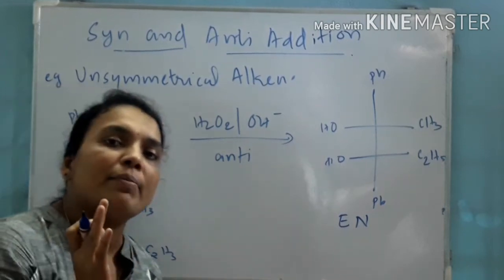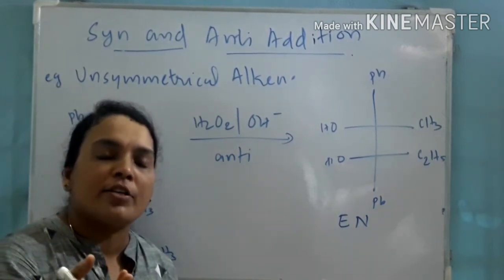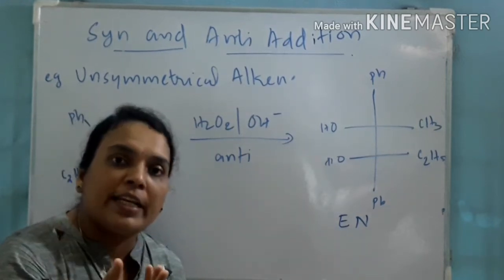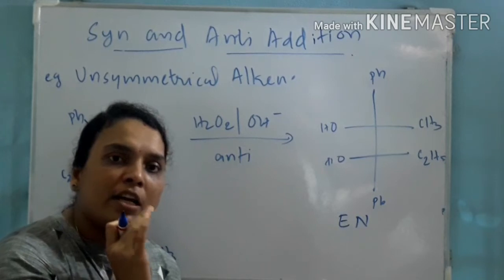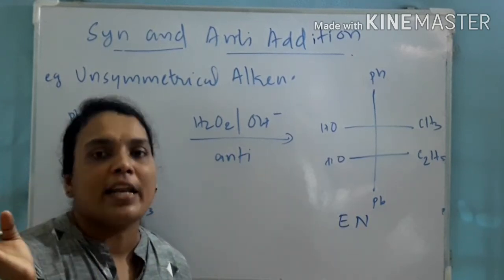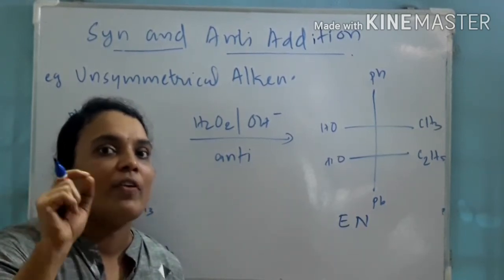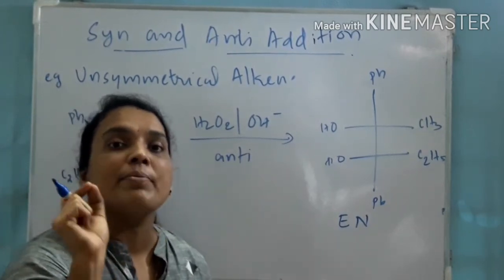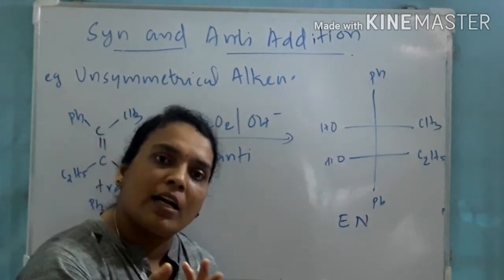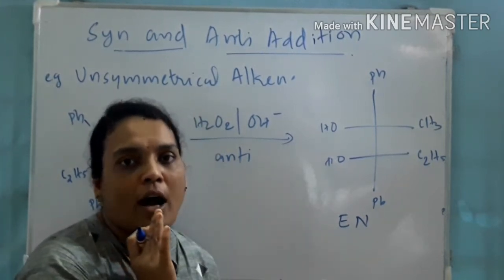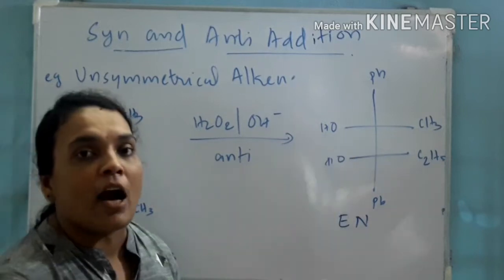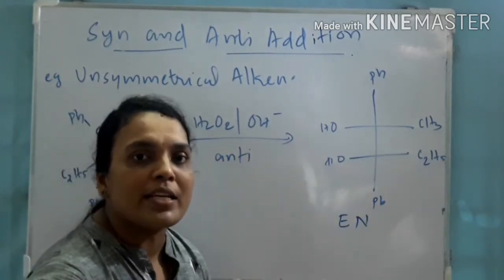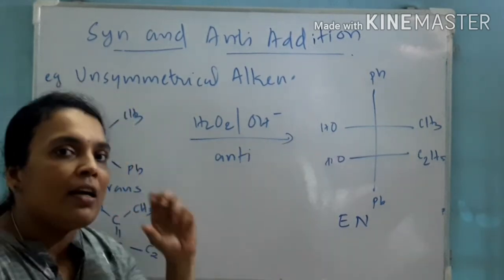So in the case of unsymmetrical alkene undergoing syn addition or anti-addition, always we have the product as an enantiomer. That we have to remember. But you have to learn how to identify the correct representation of the product. That trick I have given.